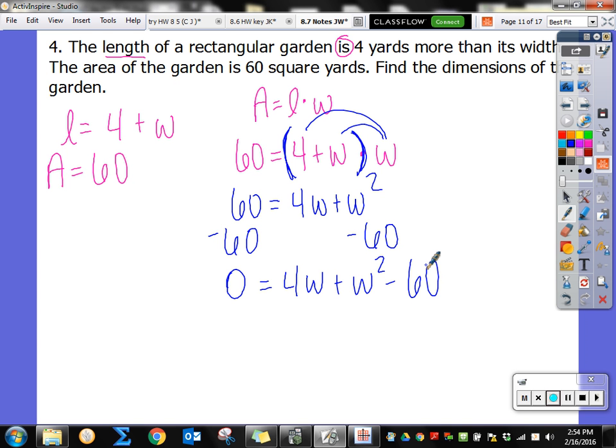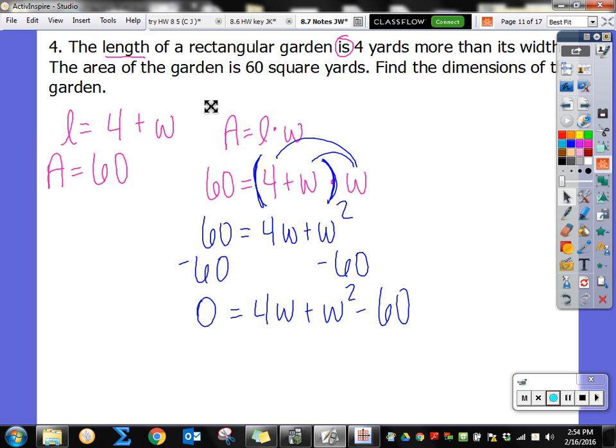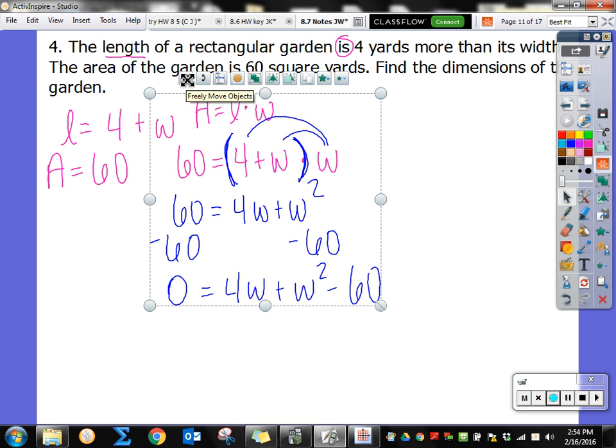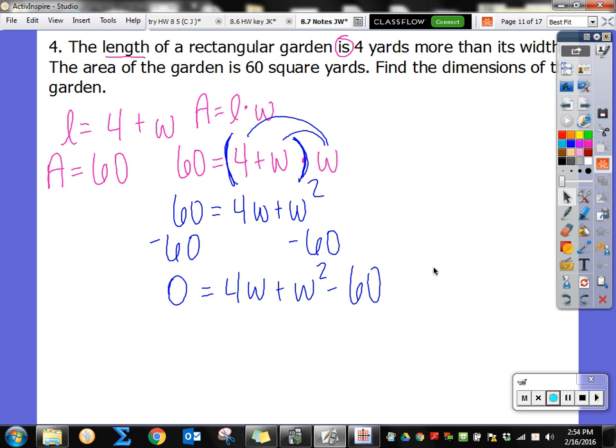Now, I already told y'all that it drives me crazy when the 0 is on the left-hand side. So I'm going to rewrite this with the 0 on the right-hand side. Sorry, I don't like it when it's on the left-hand side. But what do I also need to do with this polynomial when I take the time to rewrite it? I've got to switch the w squared and the 4w. So that's going to be w squared plus 4w minus 60 equals 0.